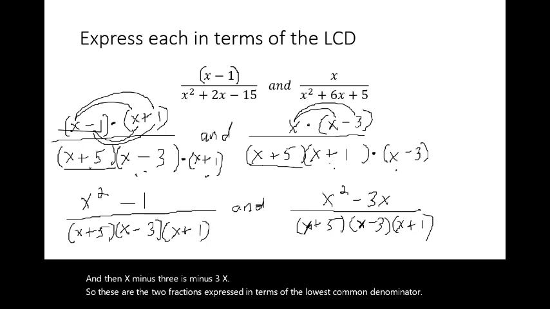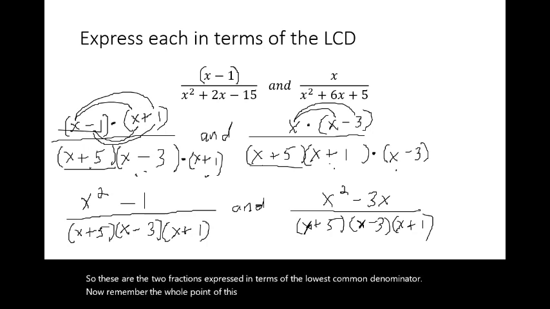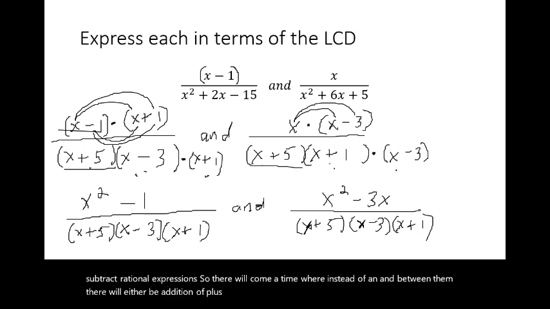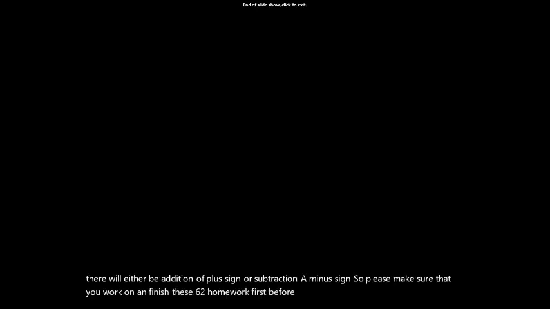Now remember, the whole point of this is we will eventually be using this process to add and subtract rational expressions. So there will come a time where instead of an and between them, there will either be addition, a plus sign, or subtraction, a minus sign. So please make sure that you work on and finish the 6.2 homework first before you move on to 6.3. Make sure that you are good with finding common denominators and this whole process of expressing fractions in terms of the lowest common denominator before you then have to use it for addition and subtraction. So addition and subtraction of rational expressions is going to be in its own separate video.